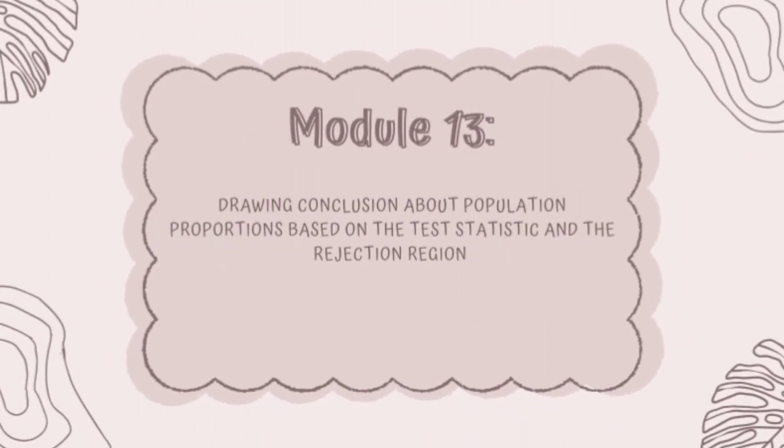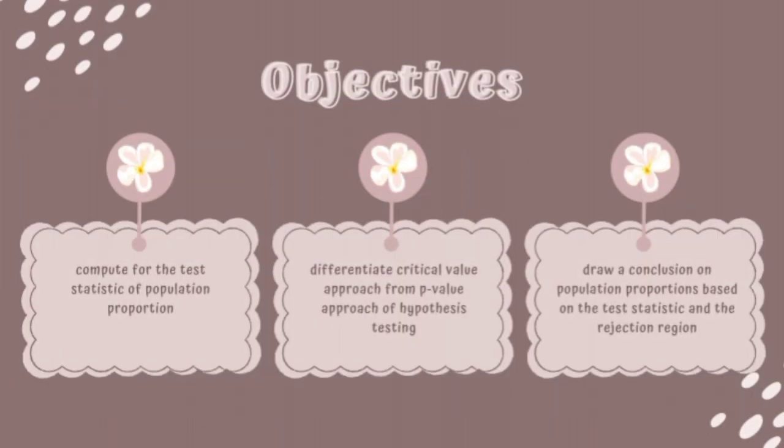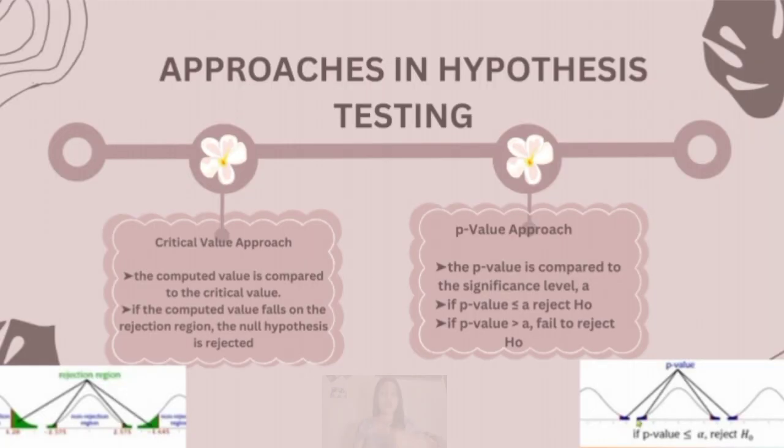Drawing conclusion about population proportions based on the test statistic and the rejection region. Our objectives in this lesson are the following: compute for the test statistic of population proportion, differentiate critical value approach from p-value approach of hypothesis testing, and draw a conclusion on population proportions based on the test statistic and the rejection region. These are the approaches in hypothesis testing.